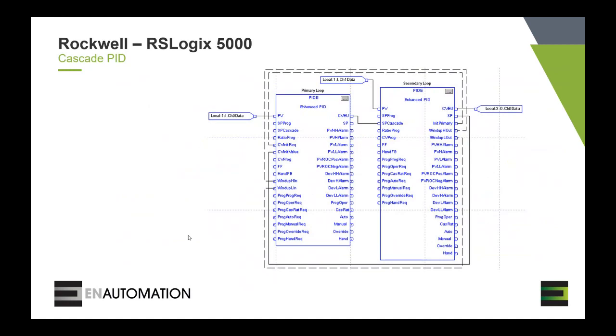So one thing we did not cover overall is the cascade PID loops. We just don't have enough time to dig into that right now, but it's another functionality that can help control more complex processes. And I'll just leave it at that for right now. But there are methods of using PIDs within PIDs. So continue, please.